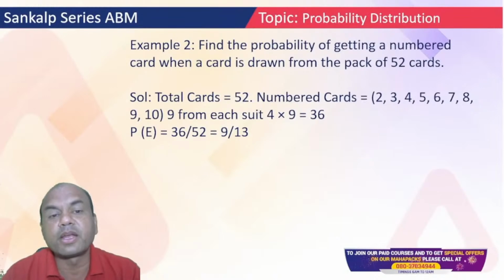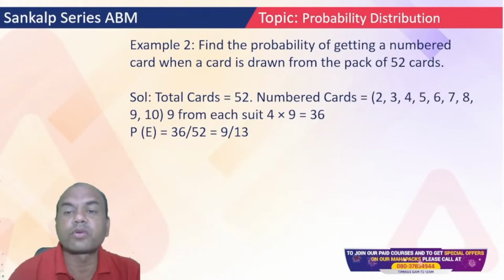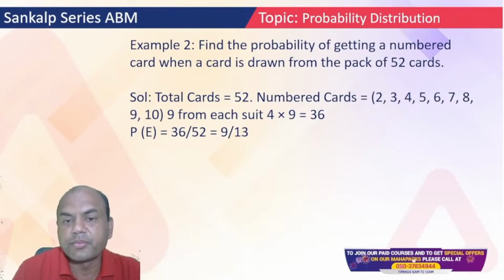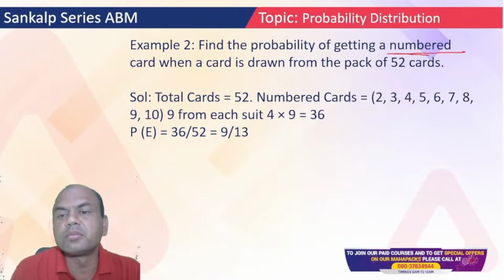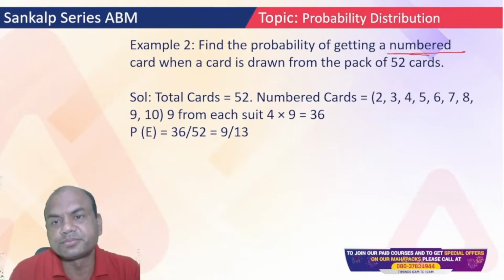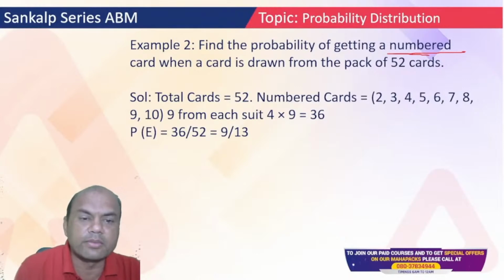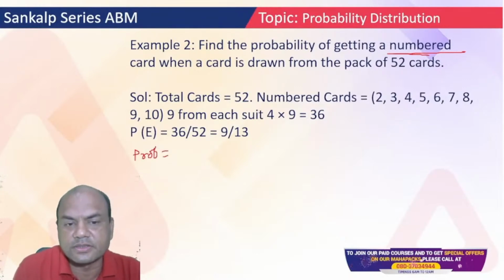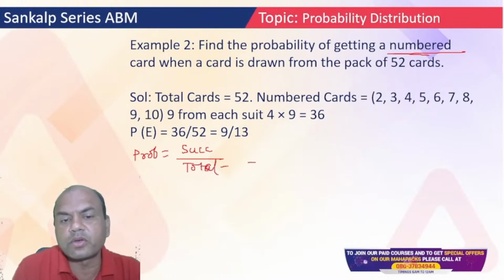Find the probability of getting a numbered card when the card is drawn from a pack of 52 cards. Now I want a numbered card. Now how many numbered cards are there? Firstly tell me. And total is 52. First remember the probability formula. Formula for probability is what? Success upon total, the sample space. So total is simple, you have got it: 52 cards.